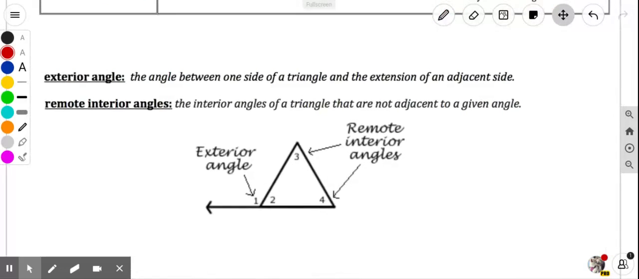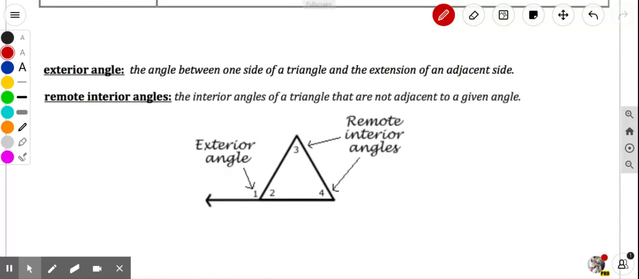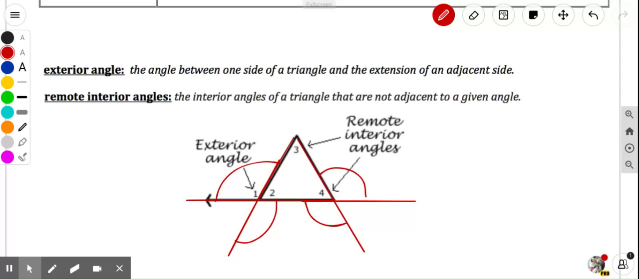The last theorem that we're going to talk about involves exterior angles. So let's first define what an exterior angle is. An exterior angle is the angle between one side of a triangle and the extension of an adjacent side. So see how that would be considered an exterior angle. If I were to extend this one instead, that would be an exterior angle. Or I can extend this one instead, another exterior angle, or this one, another, and so on.